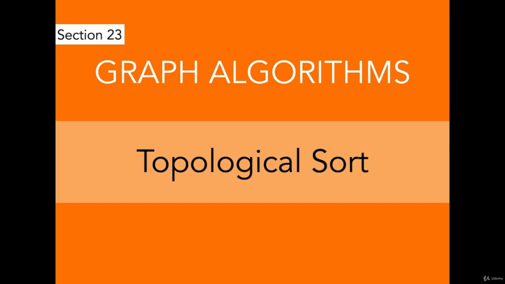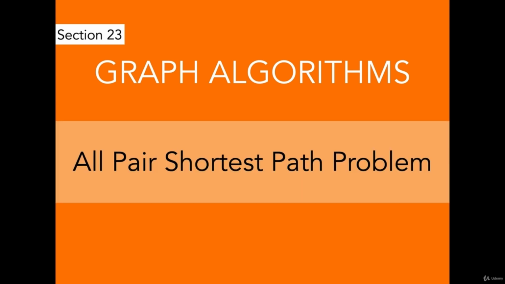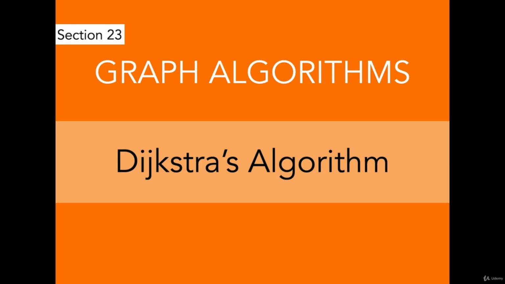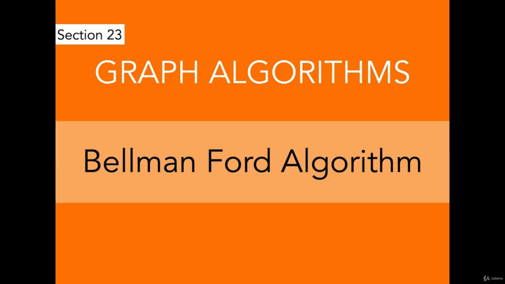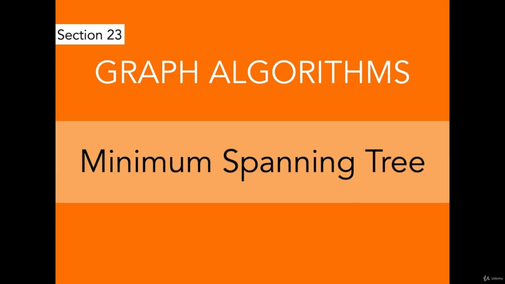Then from here, we will continue to solve problems like single source shortest path problem and all pair shortest path problem. So we will solve these problems using 4 different algorithms such as breadth first search, Dijkstra's algorithm, Bellman-Ford algorithm, and Floyd-Warshall algorithm. And we will also talk about why we cannot use depth first search algorithm for these problems over here.